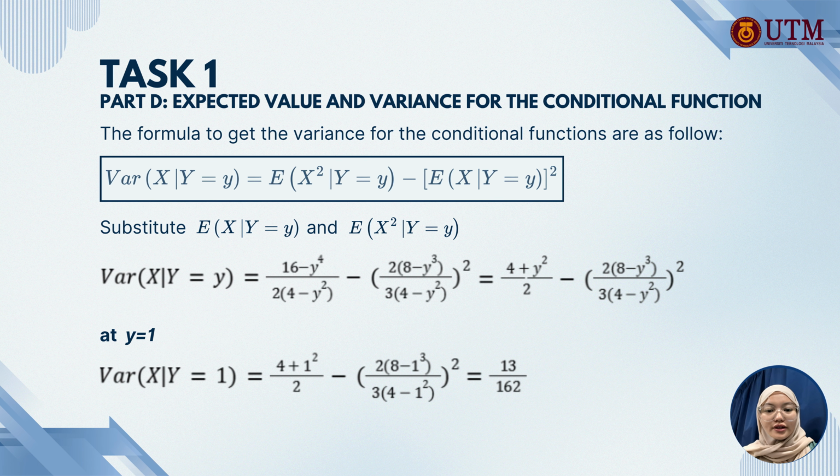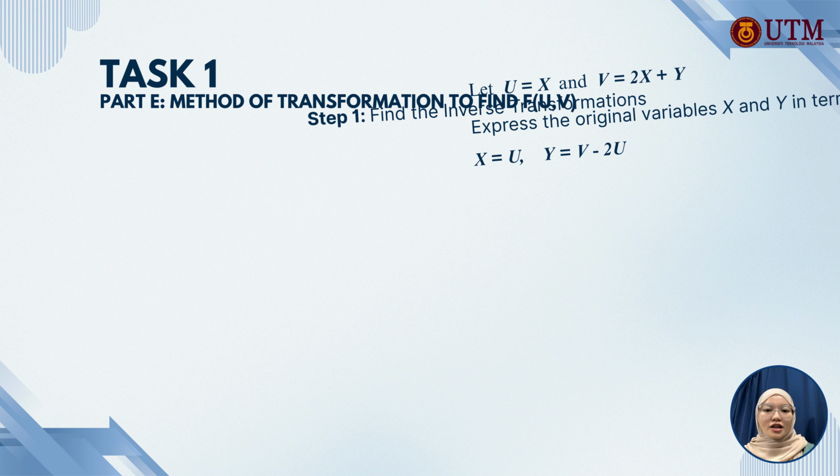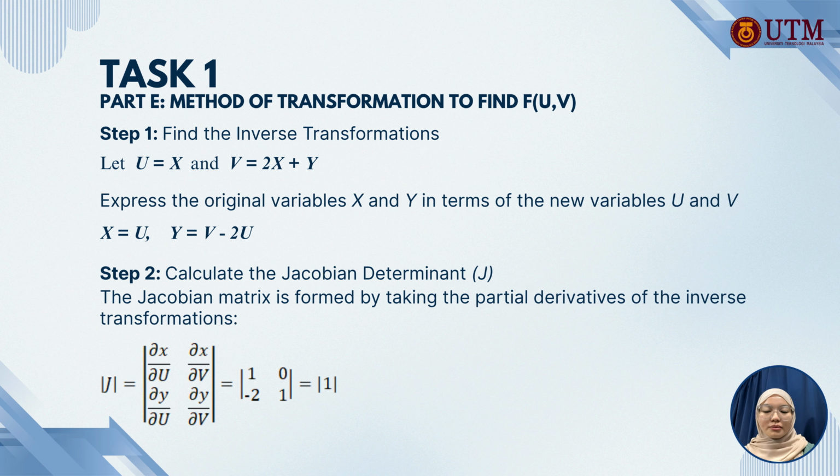Now, we can compute the variance by substituting E(x given y) and E(x squared given y) into the variance formula, which is Var(x given y) equals E(x squared given y) minus (E(x given y)) squared. So we will get the variance of x given y is equal to (4 plus y squared) over 2 minus [2(8 minus y cubed) over 3(4 minus y squared)] to the power of 2. If we evaluate at y equals 1, the variance of x given y equals 1 will be 13 over 162.